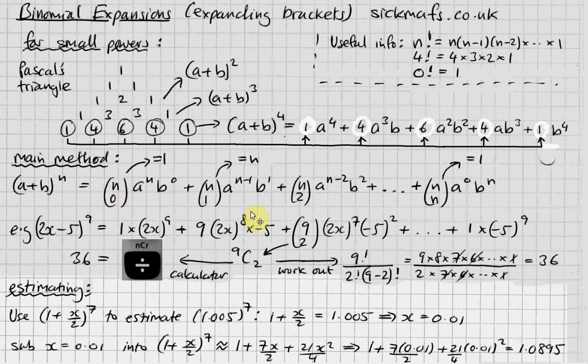Now you don't see Pascal's triangle being used here, but these things here, which I want to talk about in a bit, are actually generating the numbers from Pascal's triangle. So let's just talk about it now. The main method, a plus b to the power n.